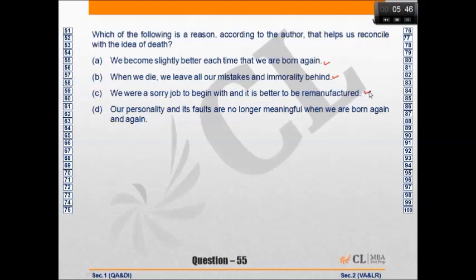But A and C are the same. Effectively, when I look at A and C, both of them would be the same. So if A is right, so should C. Okay. Our personality is no longer meaningful when we are born again and again. This is not important. So I'll go with B, because A and C mean the same thing actually. So I will go with B.